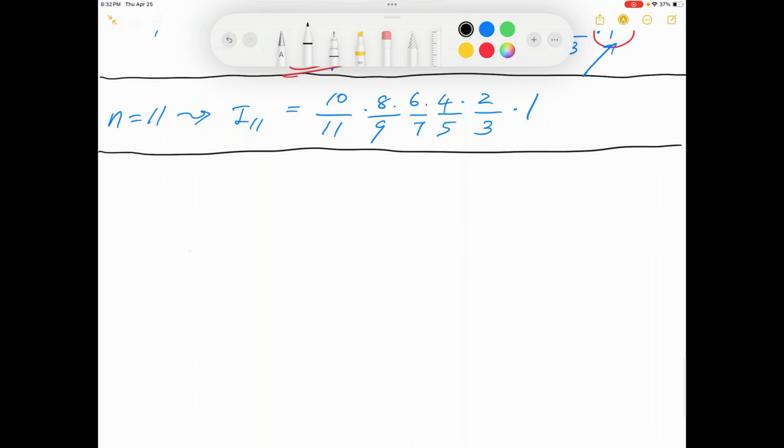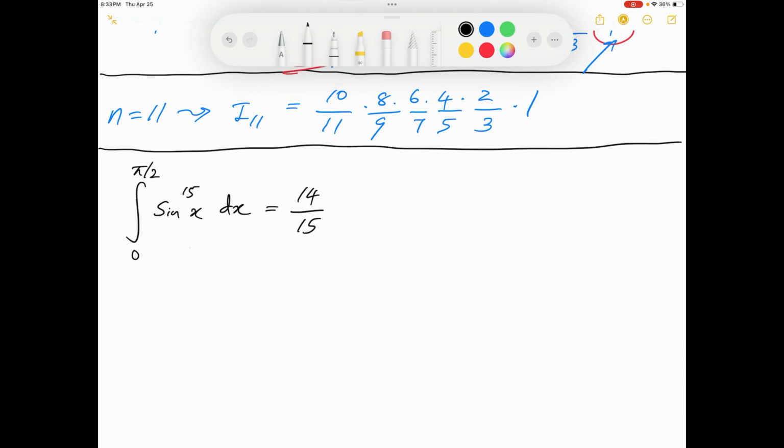Okay, now we will do an example. Let's say I need to evaluate the integral sine 15th power x dx between the limits from 0 to pi over 2. What should be the answer? Answer should be, in the bottom I have 15, on top I have 14, that's the starting term, and then we can write down the rest.